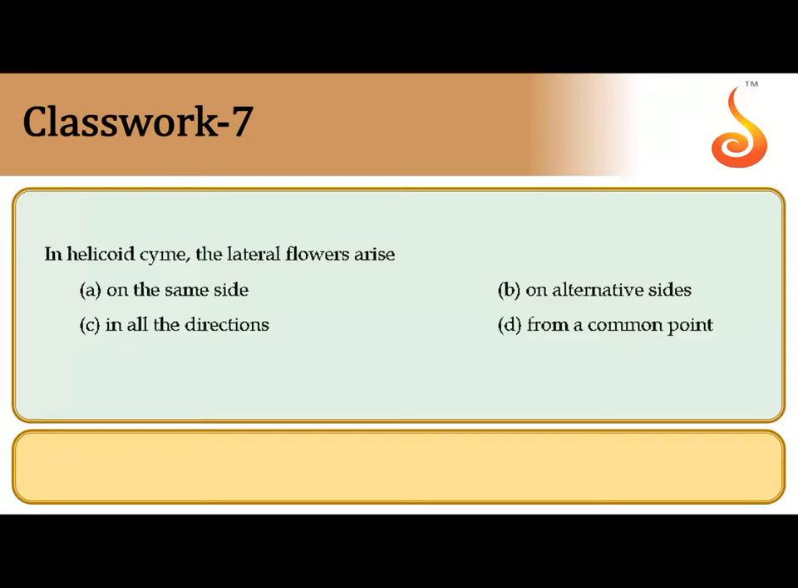In helicoid cyme, do the flowers arise on the same side or in all directions? Now actually in helicoid cyme, I think there is some difference in the answer key here. The flowers actually originate on the same side. Helicoid cyme is an example of a uniparous, as we had learnt, or monochasial cyme. So what happens in a uniparous or monochasial cyme is, if this is the flowering axis, it ends in a flower.